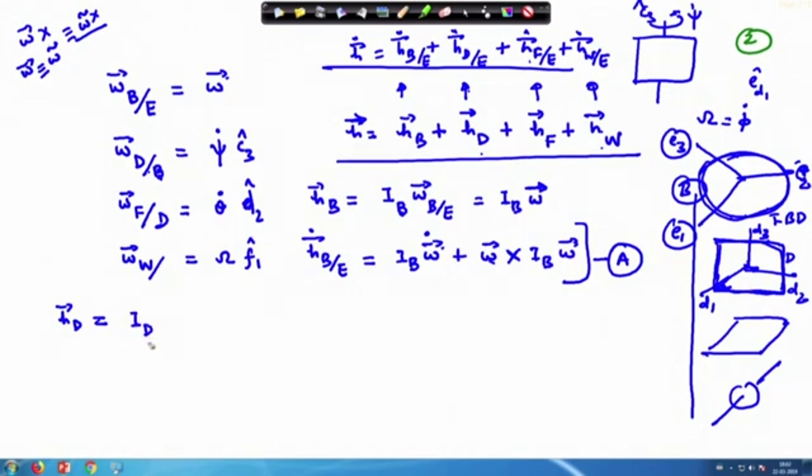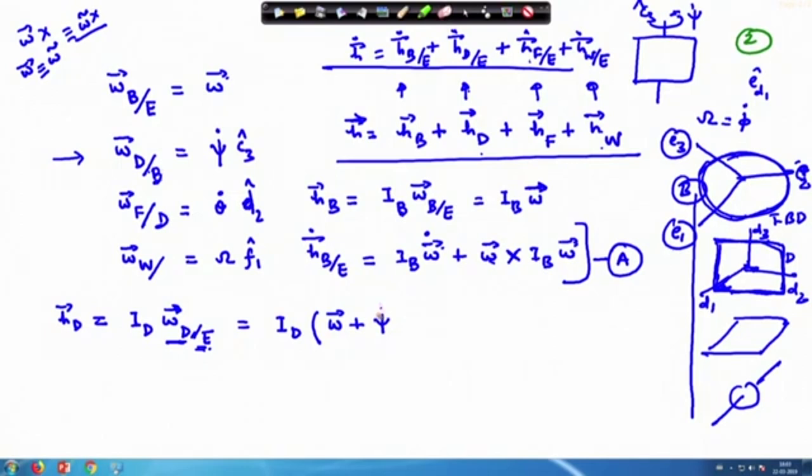So I can write it like I_D times omega_D/E. Here see the difference, this is D cross B, this is with respect to B. Here I am writing omega D slash E, meaning the angular velocity of the frame D with respect to frame E, which is an inertial frame. So this can be written as I_D, then the angular velocity of the main body, and this is because it is embedded in this main body. So we can write this as psi dot.